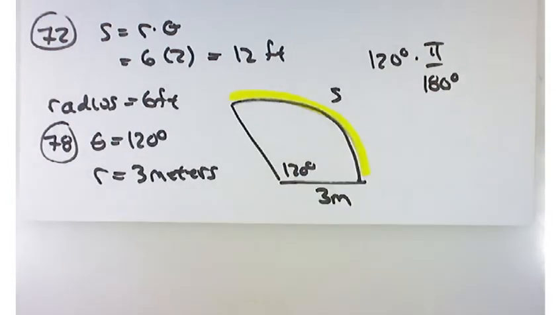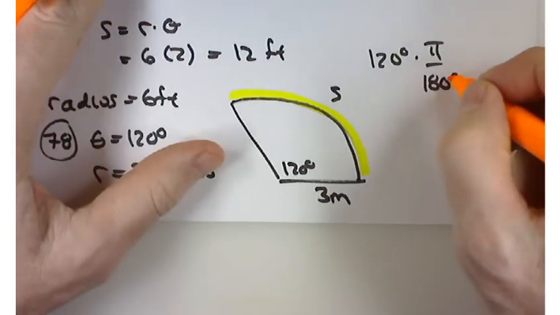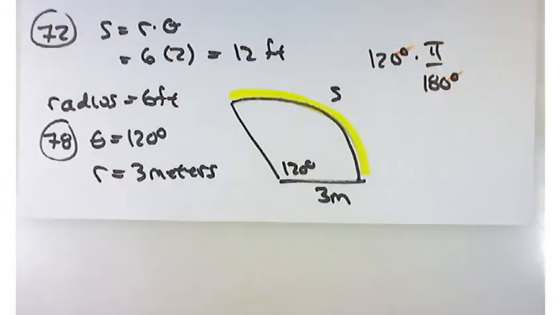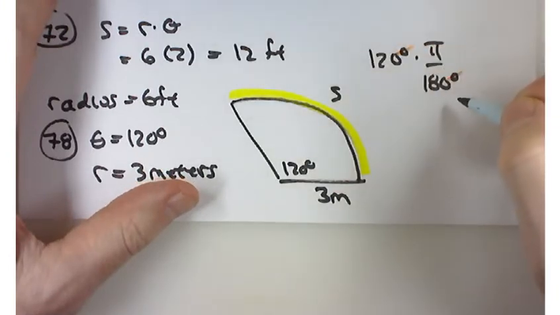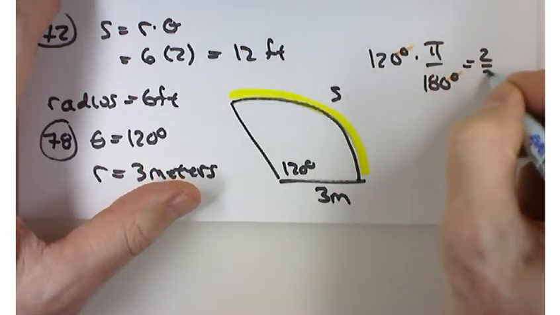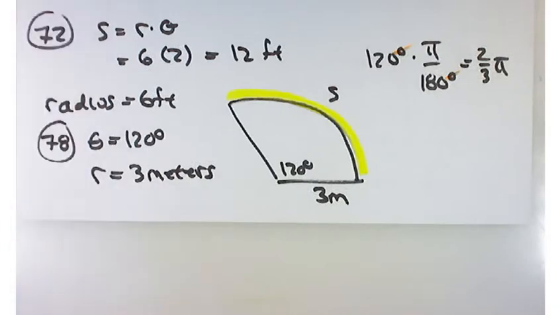The units that you want to cancel go in the denominator, and cancel indeed they will. Units of degrees cancel. That leaves you 120 over 180. That's 2/3 pi. Yay, so this is going to work out really nice.